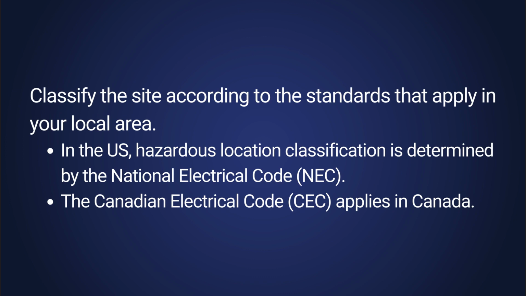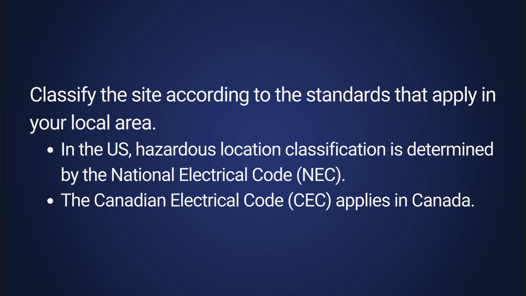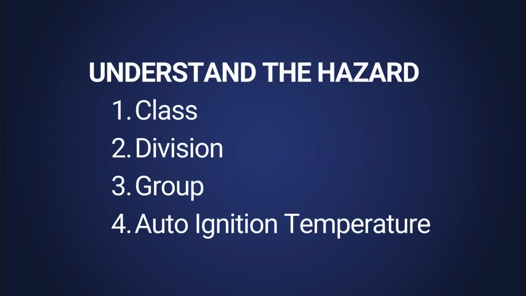In the U.S., hazardous location classification is determined by the National Electric Code, NEC, while the Canadian Electrical Code, CEC, applies to us here in Canada. In practice, site classification is complex and requires a thorough inspection and analysis of every aspect of the motor's environment. Consult the relevant safety authorities in your local area for detailed guidance. The following sections will give you a broad overview of the 4 main criteria used.